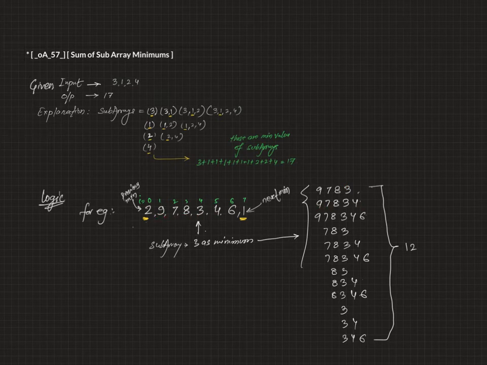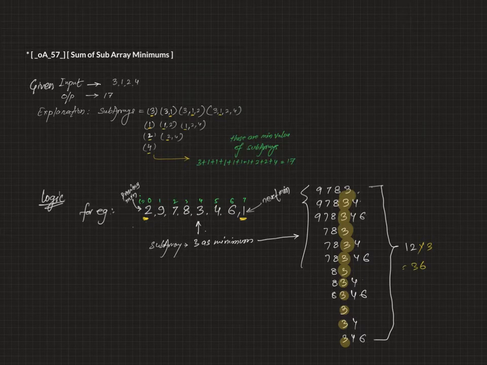So all over here we are using 3 as the minimum: 3 here, 3 here, and so on. The total number of subarrays is 12. If you count all, it is 12. So now it becomes very easy. The total sum of all these 12 multiplied by 3 will be 36.